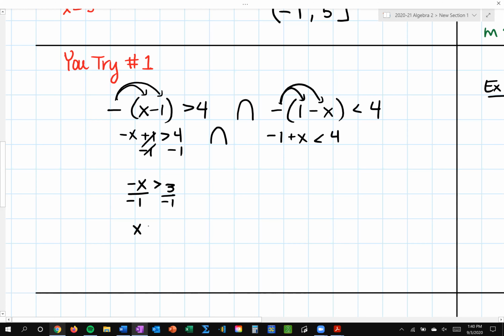That's going to give me x is less than -3, because I had to flip the inequality when I divided by a negative, all right? So that's my first one. Intersection with. Let me solve the other side. So here we add 1, add 1. This one's a little easier, and we just get x is less than 5.